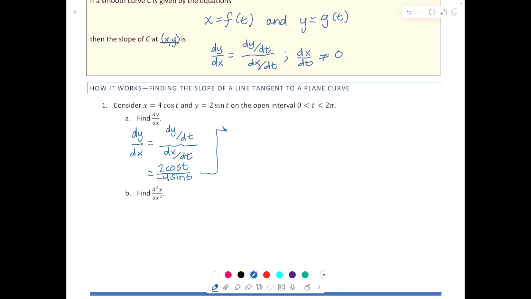Now, this can be written as negative 1/2 times cotangent at t. Cool, cool?